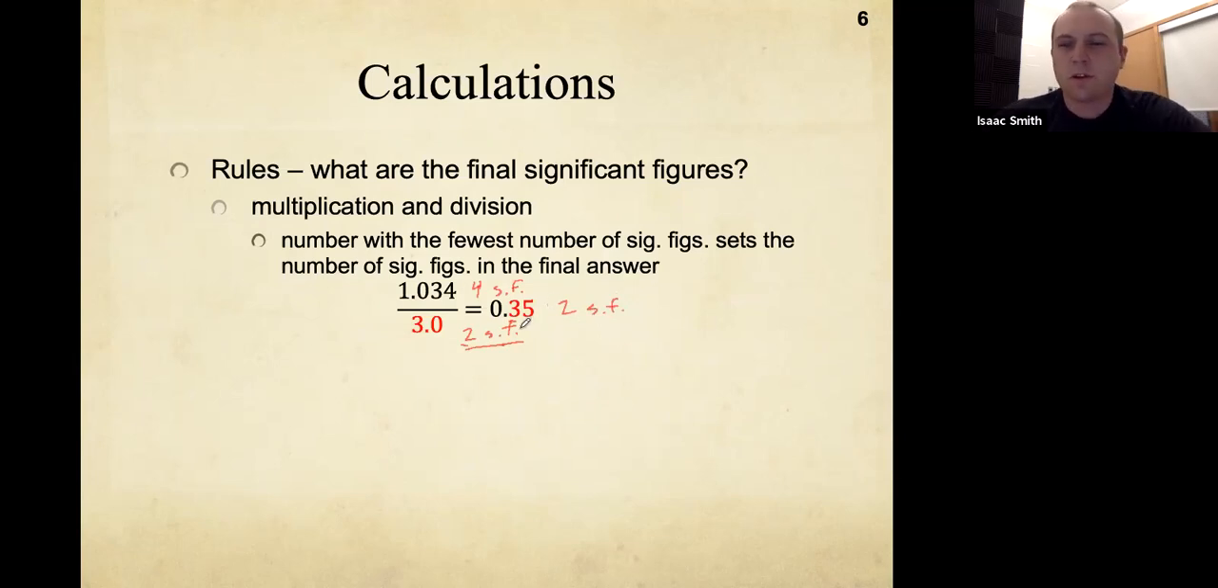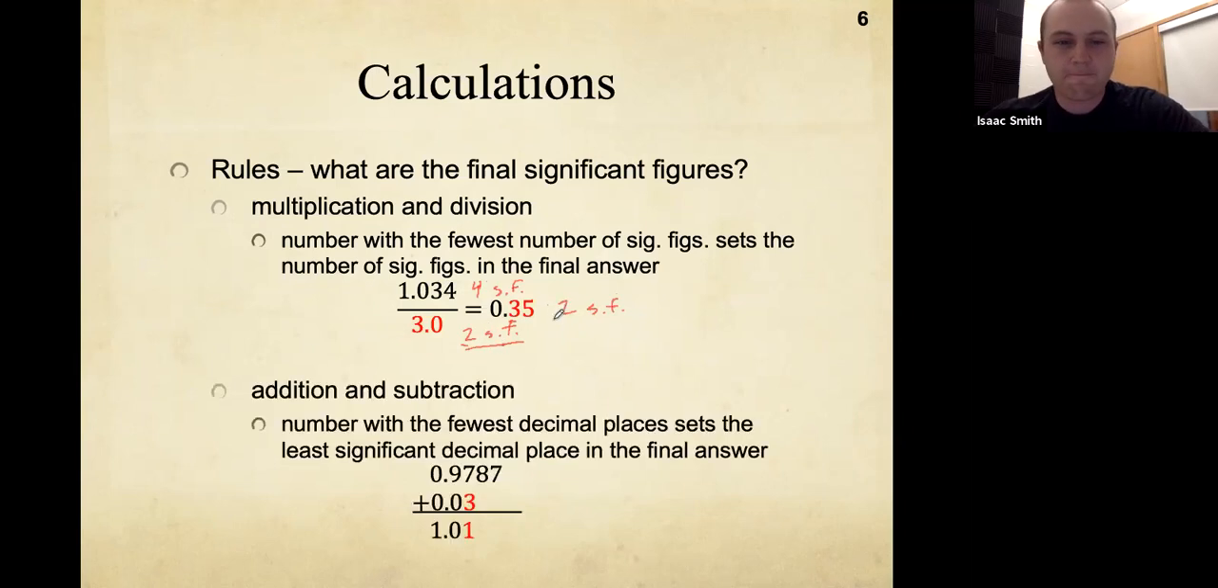So that's the rules with multiplication and division. You look at the numbers that are being either multiplied or divided, identify the number of sig figs, and then the number with the fewest number of sig figs sets the number of sig figs for the answer, okay? With addition and subtraction, the rule is a little bit different. We actually don't really look at number of sig figs. What you're going to do is you take the number with the fewest decimal places, which sets the least significant decimal place in the final answer.